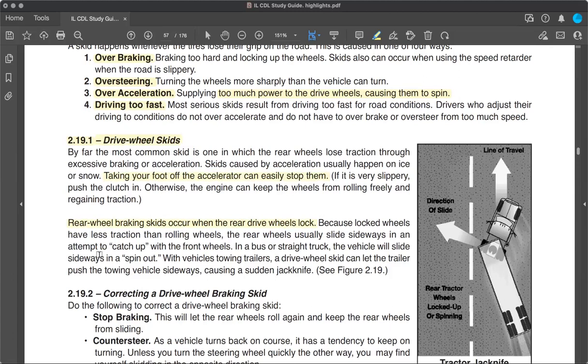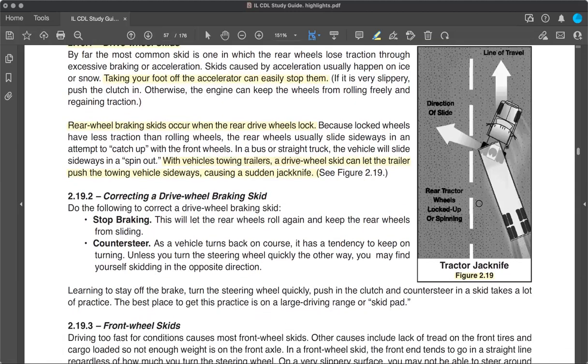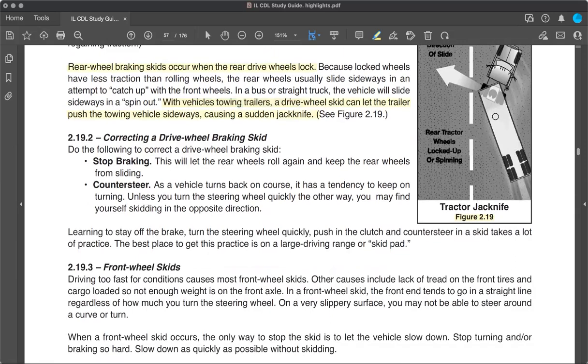And then the last line that starts with sideways, pick up with that sentence that says, with vehicles towing trailers, a drive wheel skid can let the trailer push the towing vehicle sideways, causing a sudden jackknife. That's what figure 2.19 to the right is demonstrating: when the trailer starts to skid and pushes into the power unit, what we'd call the cab or the truck part, and can push it sideways, then causing what's called a jackknife. So make sure you can recognize what a jackknife looks like.